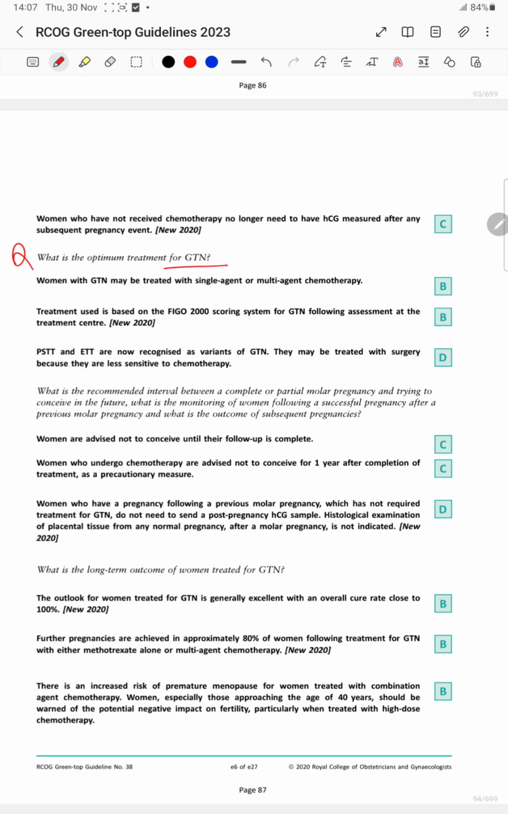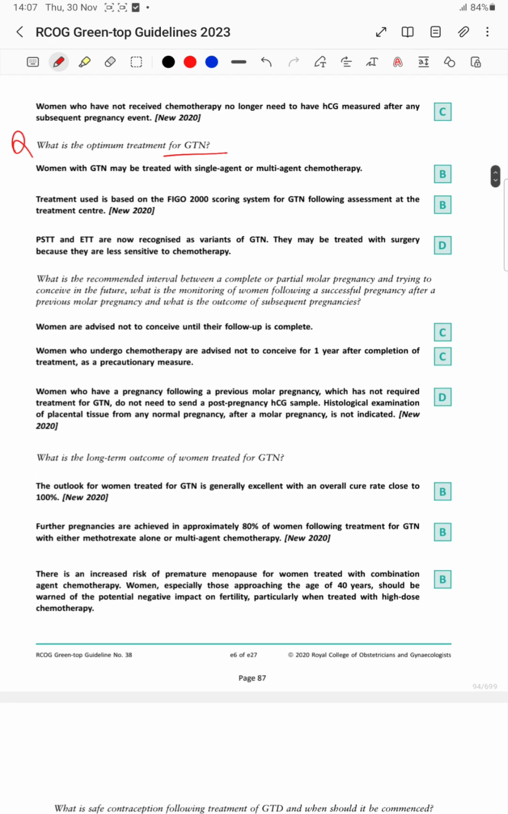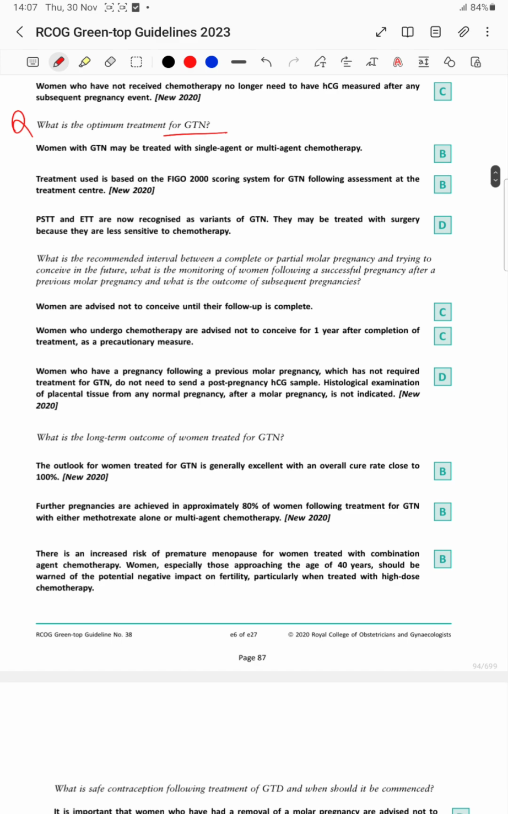What is the optimum treatment of GTN? Women with GTN may be treated with single agent or multi-agent chemotherapy, and the treatment used is based on the FIGO 2000 scoring system of GTN. Following the assessment of the treatment center, PSTT and ETT are now recognized as variants of GTN, and they may be treated with surgery because they are less sensitive to chemotherapy.